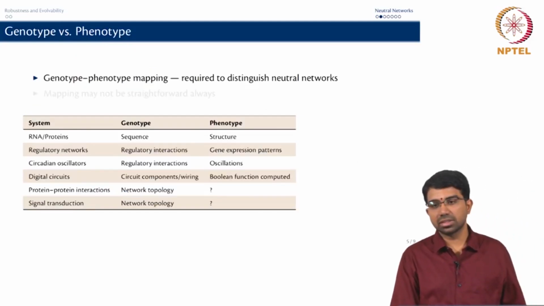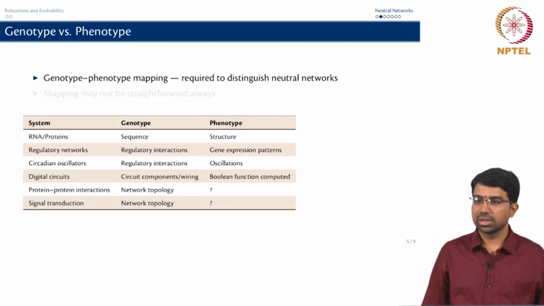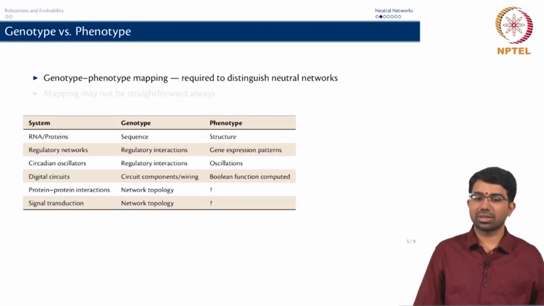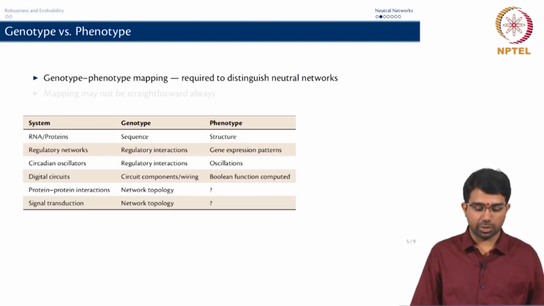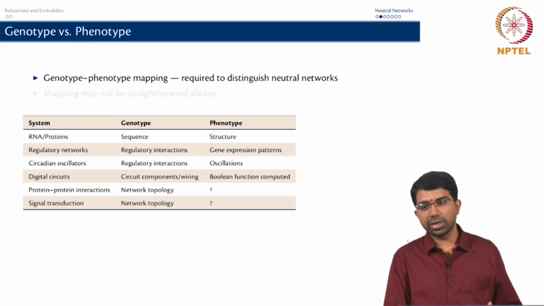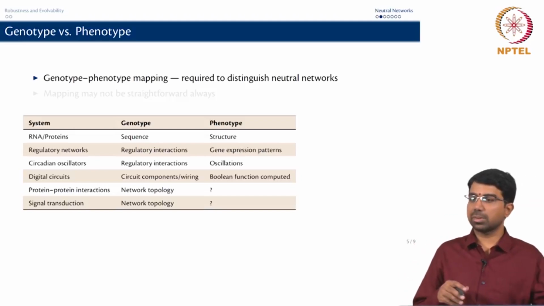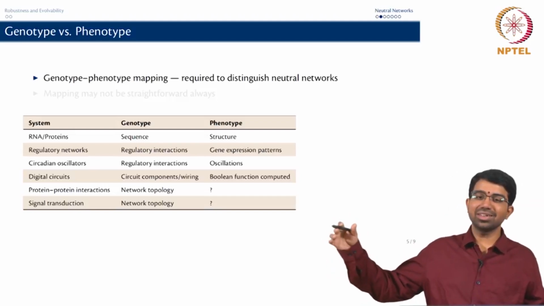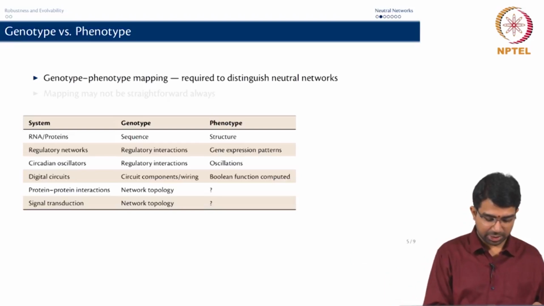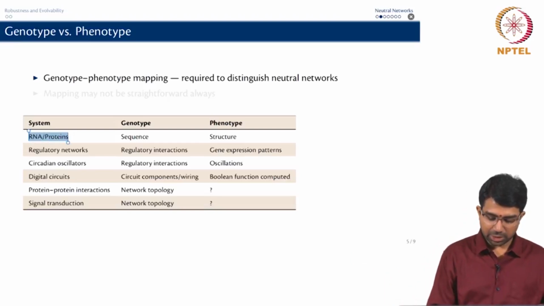So, let us first understand the genotype phenotype mapping, because that is central. If you have to think about what a color means and so on, you need to have a mental picture of what is a genotype and what is a phenotype. A very straightforward example of genotype and phenotype is sequence and function. Function is usually harder, so maybe sequence and structure as you see here. For RNA or proteins, you can think of sequence being the genotype and structure being the phenotype.